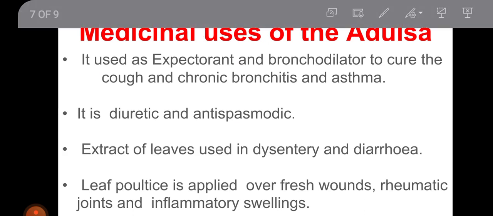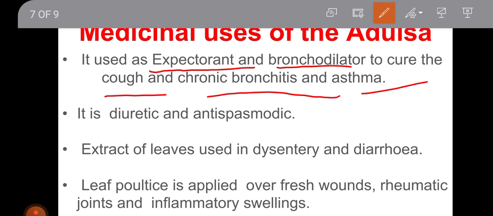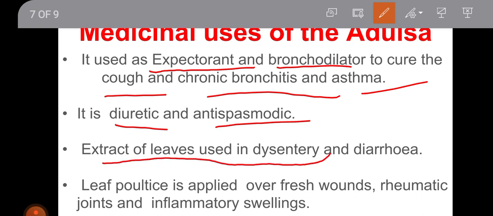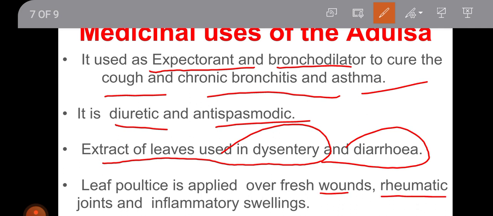Now, what are the medicinal uses of this Adulsa plant? It is an expectorant and bronchodilator to cure cough, chronic bronchitis and asthma, and it is useful for asthma, whooping cough and ordinary cough. Along with that, it is a diuretic and antispasmodic. Extract of the leaves is used in dysentery and diarrhea. Leaf poultice is applied over fresh wounds, rheumatic joints and inflammatory swelling.